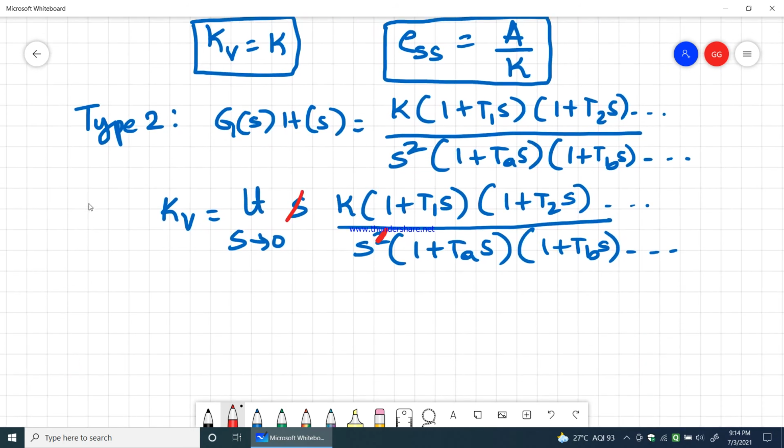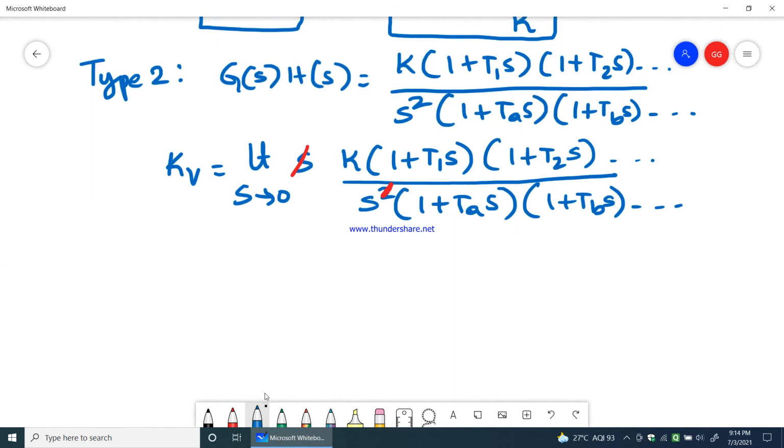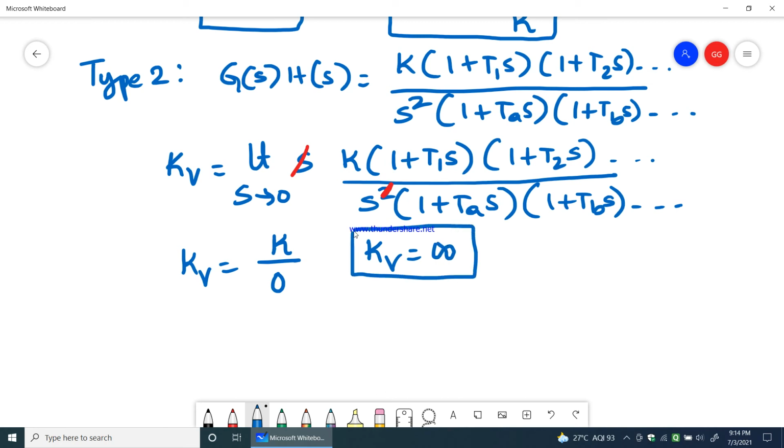So Kv is limit s tends to 0 of s into G(s)H(s). When you apply s tends to 0, this s is remaining here, so it would be K divided by 0. All others will be 1, because of the s available here, it is K by 0. Therefore Kv would be equal to infinity for a type 2 system, whereas steady state error would be equal to A by Kv, which is infinity. Therefore steady state error is equal to 0.